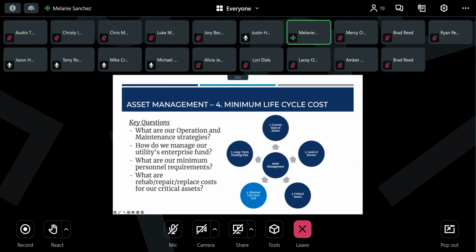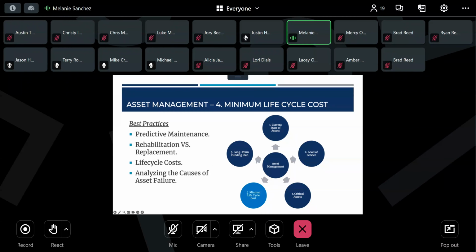Optimization is key. So we want to make sure that we work with our O&M crews and make sure that they're doing not only what's necessary, but also make sure that they're executing it in the most effective manner. So to achieve optimization, we want to ask ourselves questions. What alternative strategies exist for managing O&M, personnel, and capital budget accounts? What strategies are most feasible and appropriate for our organization? And what are the costs involved in rehabilitating, repairing, or replacing our critical assets?